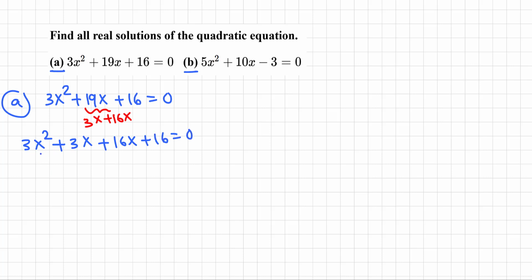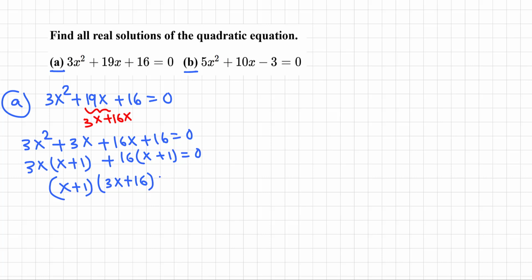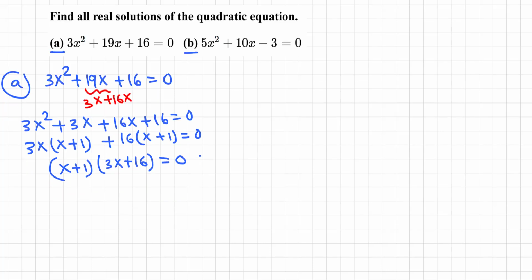All positive, so kind of easier now. From the first two terms, we factor out 3x, so x plus 1. From the last two, we factor out 16, so x plus 1. Now we got two terms with x plus 1, so we get x plus 1 times 3x plus 16 equals 0. Okay? Then when we have a product of two things equals 0, either x plus 1 is 0 or 3x plus 16 equals 0.